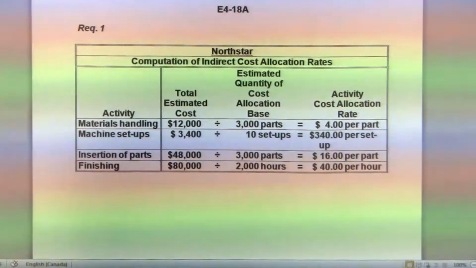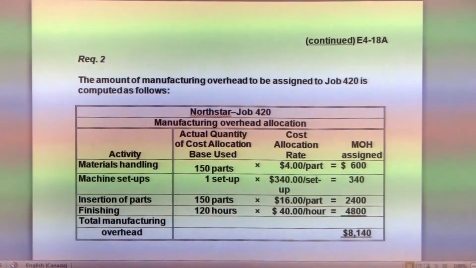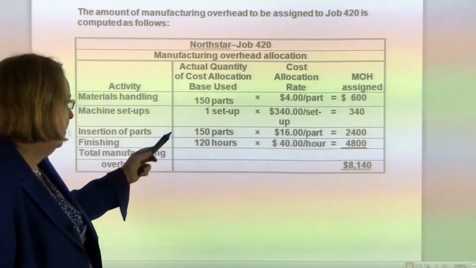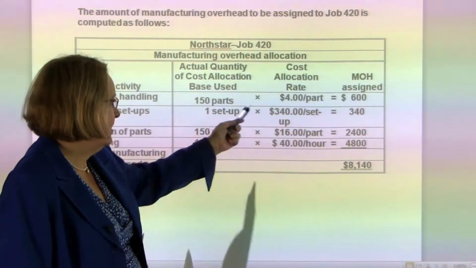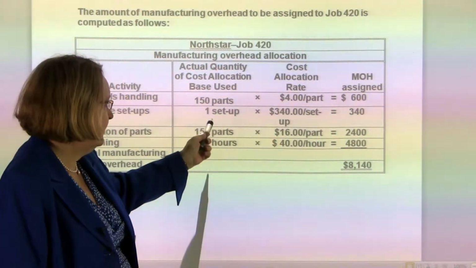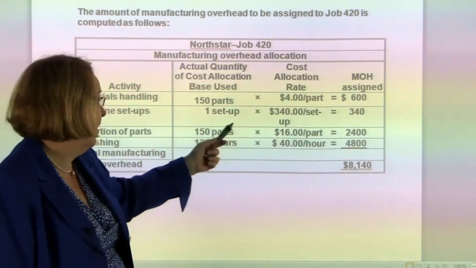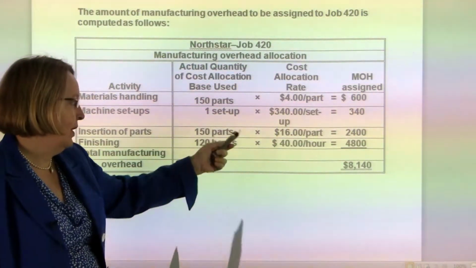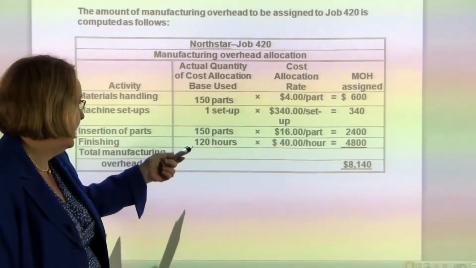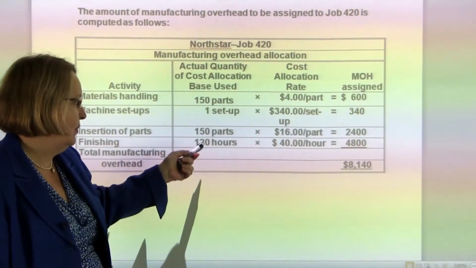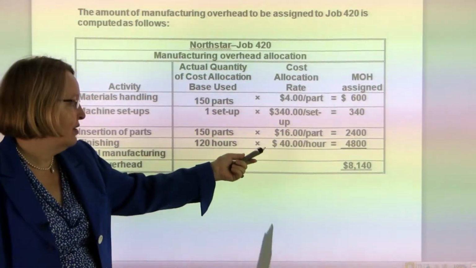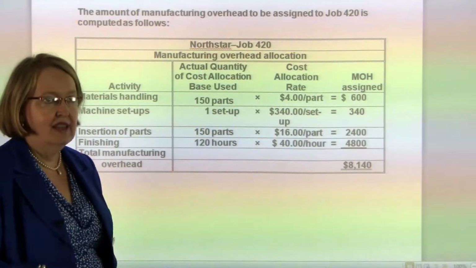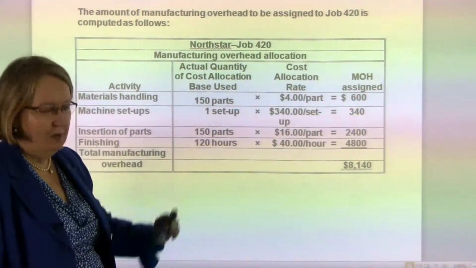We'll scroll down to job number 420. With job 420, we're told that they used 150 parts times $4, which is $600. They only had one setup, so $340. In terms of insertion of parts, they had 150 parts times $16, which is $2,000. And finishing, they had 120 hours at $40 per hour, which is $4,800. Add them all up, and $8,140 is the overhead assigned to job number 420.